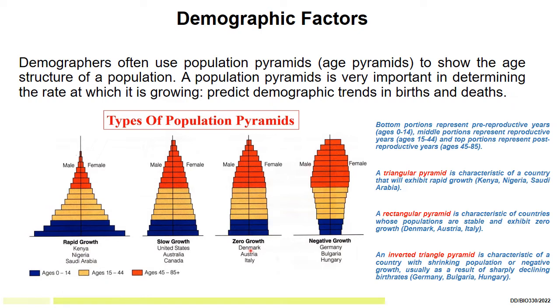The last one, the inverted triangle pyramid, is characteristic of a country with a shrinking population or negative growth, usually as a result of sharply declining birth rate, which happened in Germany, Bulgaria, and Hungary, for example.